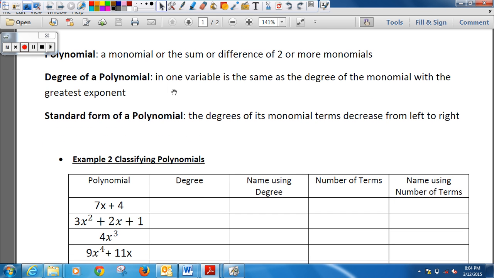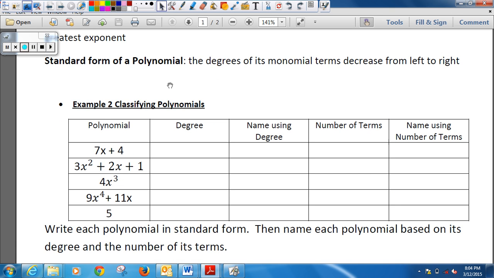A polynomial is a monomial or the sum or difference of two or more monomials. So this time, if there's more than one term, it's called a polynomial. The degree of the polynomial is different from how you found it for a monomial. For a polynomial in one variable, it is the same as the degree of the monomial with the greatest exponent. So it would be that of the biggest exponent. The standard form of a polynomial has the degrees of the monomial terms decrease from left to right. So it goes biggest to smallest according to its exponents.